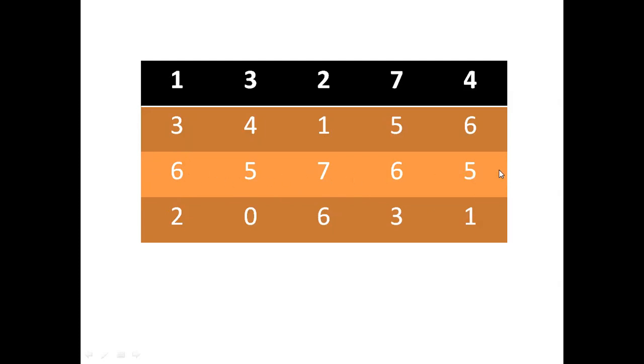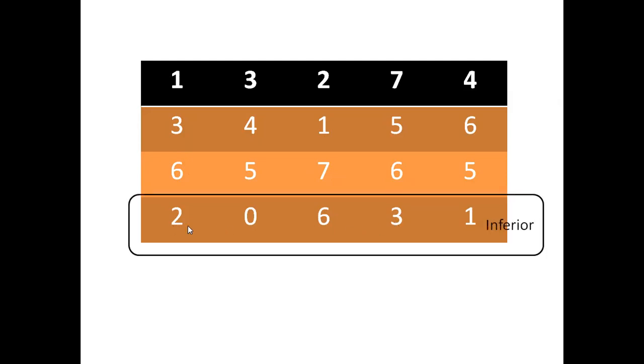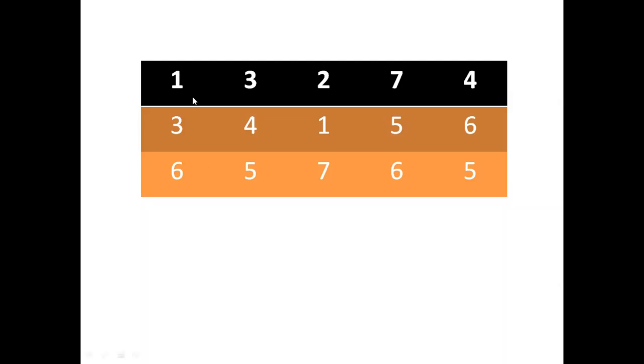So this is the superior row and this is the inferior row. Player A wants to eliminate the inferior row because he wants to maximize his gain. That is why the row which gives the minimum compared to the other will be eliminated. So this inferior row will be eliminated and the reduced matrix is this.